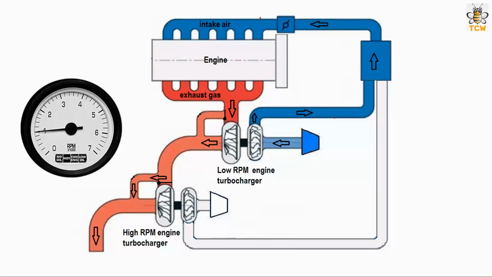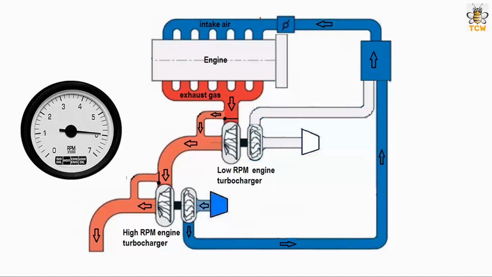The first sequential mode of operation is low and high, where only one low engine speed turbocharger operates at low engine speed. And when the engine speed increase, the high engine speed turbocharger start operating while the low engine speed turbocharger stops operating.